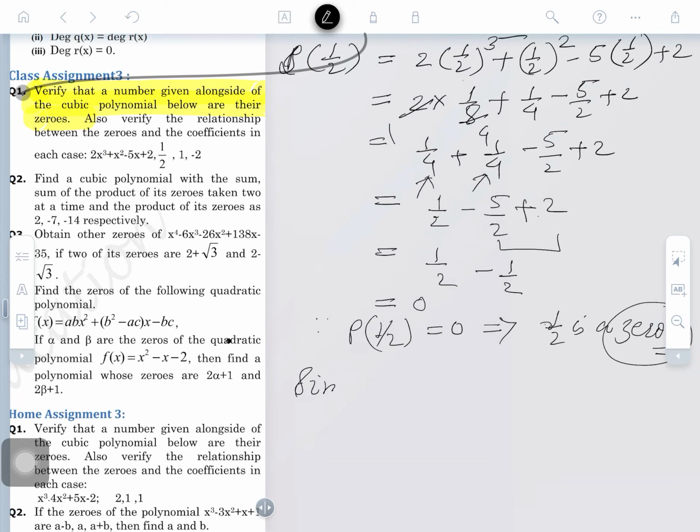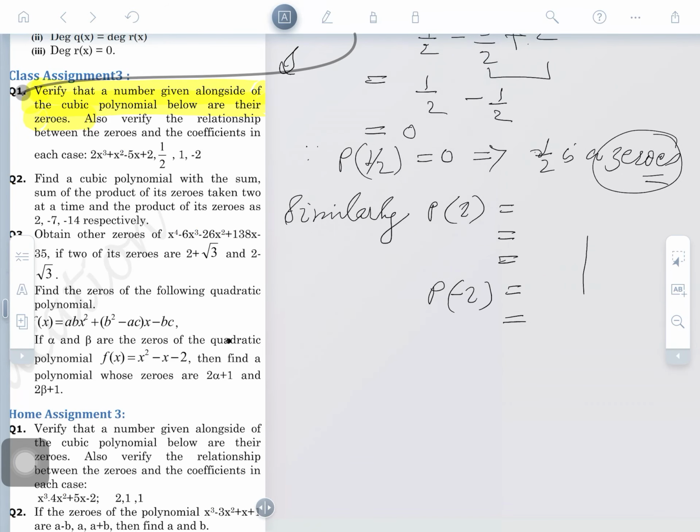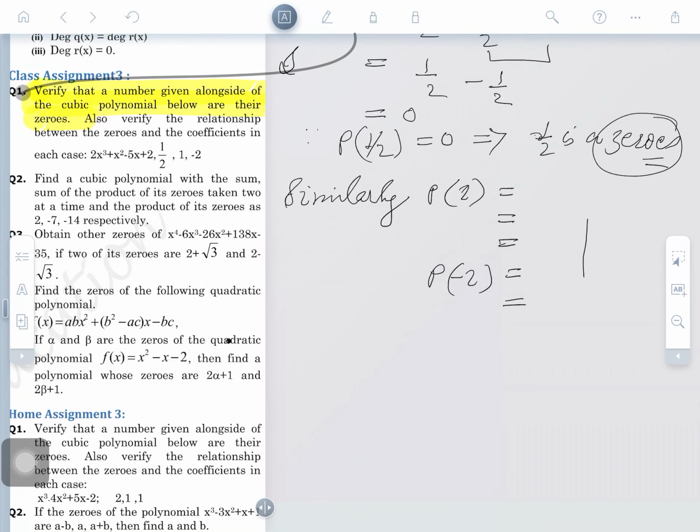Similarly, we have to check p of 1, the second number, calculated the same way, and also p of minus 2 is to be calculated. If all come to 0 here, then they will be zeros. Now, the second concept, verification. The verification is also to be done.